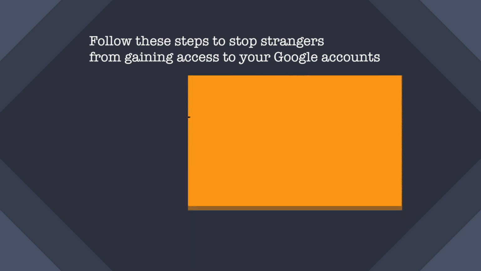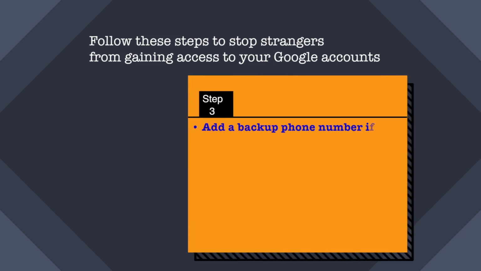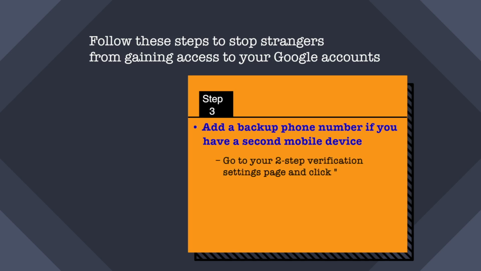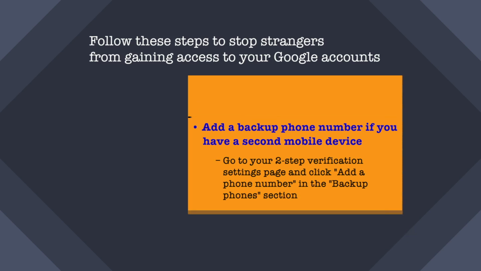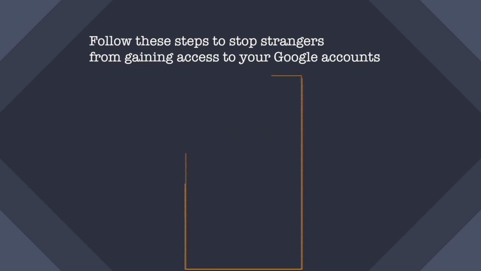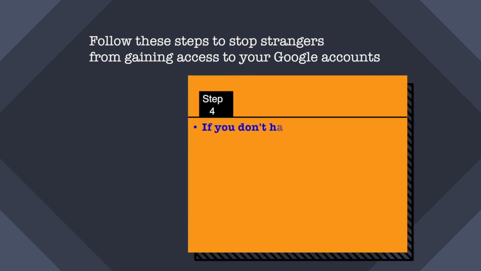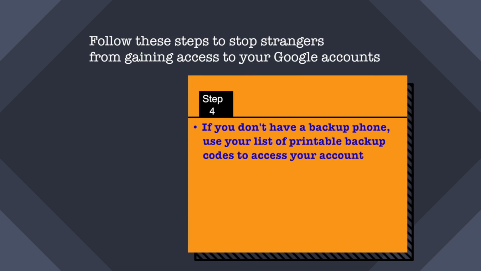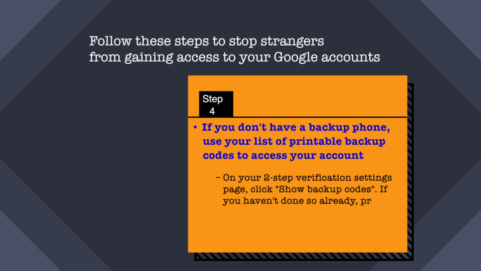The third step is you should add a backup phone number if you have a second mobile device. Go to your two-step verification settings page and click add a phone number in the backup phones section. After you do this, even if you don't have a backup phone, use your list of printable backup codes to access your account like we explained in previous slides.